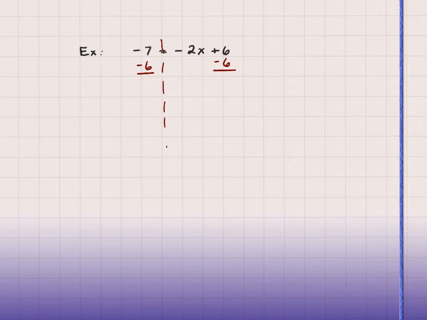So I do the math. Left-hand side, that's negative 13. Negative plus negative is negative. Right-hand side, I'm left with negative 2x. Right here, these guys just knock each other out.